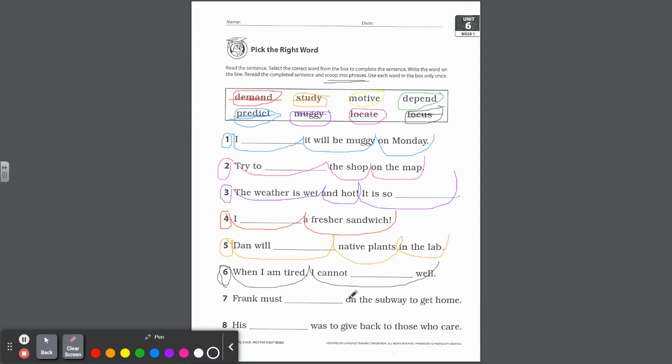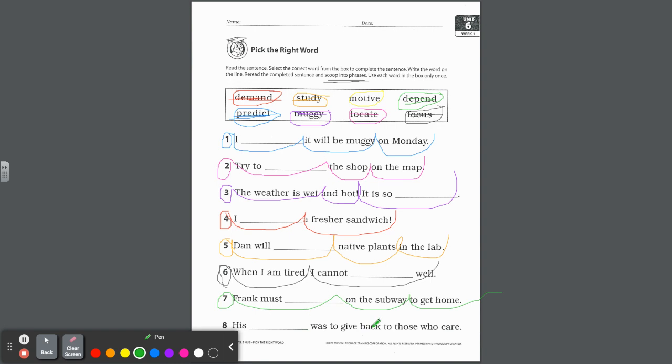Frank must blank on the subway to get home. Frank must depend. Yeah, he relies on it. He depends on it. Frank must depend on the subway to get home. Frank must depend on the subway to get home. Very good. And the last one.